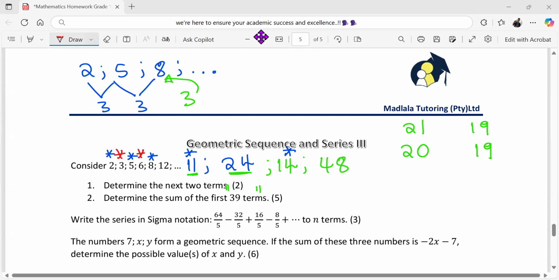Well, firstly, we need to determine what type of series we are dealing with. Because in order to write a series in sigma notation, we just need to know the general term as well as the number of terms. Well, we can't determine the number of terms because they said it's to n terms. So the best we can do is to find the general term.